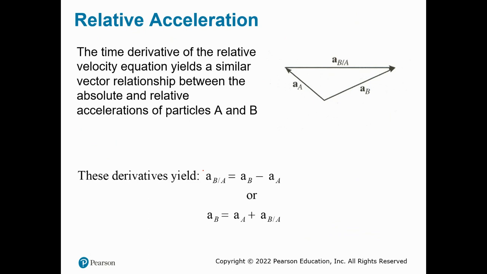And similarly, we're going to talk about relative acceleration. Relative acceleration is obtained by taking the first derivative with respect to time of the relative velocity equation. This vector relationship between the absolute and relative accelerations of particles A and B tells me the relative acceleration of B with respect to A, aB/A, equals aB minus aA, or aB equals aA plus aB/A.